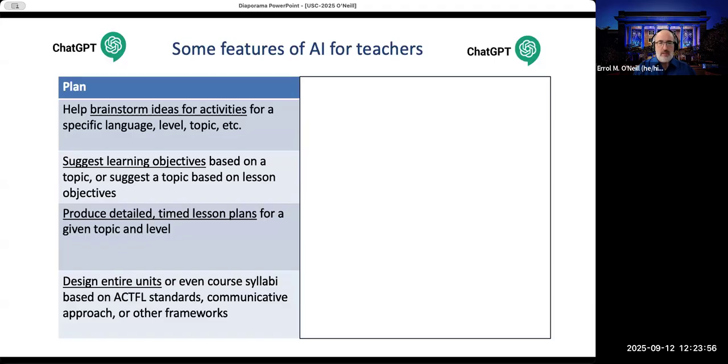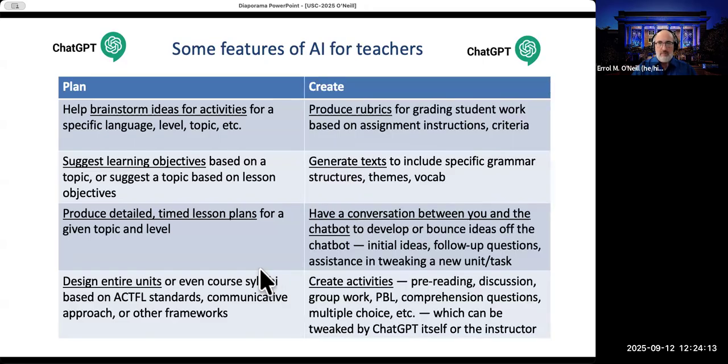It can also design units. If you talk about ACTFL standards, for example, it can tell you these are some activities based on such and such standard for ACTFL. So it actually can be pretty helpful in terms of brainstorming or getting some ideas of activities and lessons.